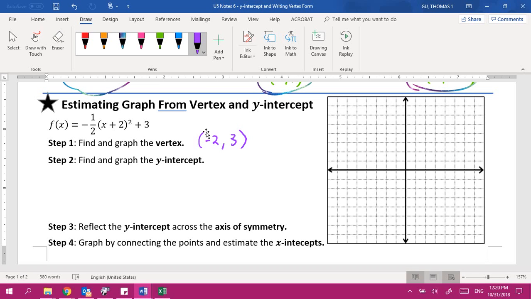The vertex is negative 2, 3. Remember, that's from the vertex form of the equation. Take the opposite of the inside of the parentheses. That's the x value of the vertex. Take the number from the outside. That's the y value of the vertex. So graph that point first. We want to graph the vertex.